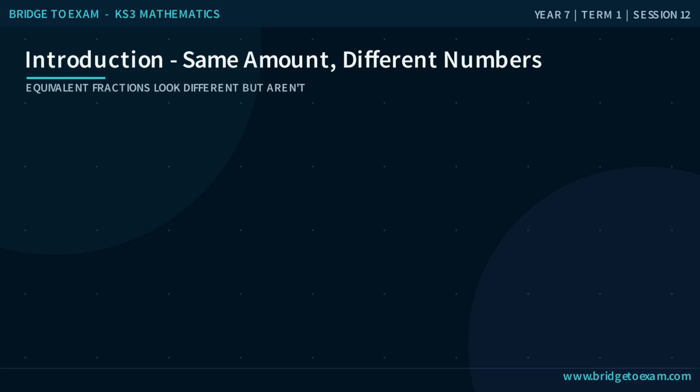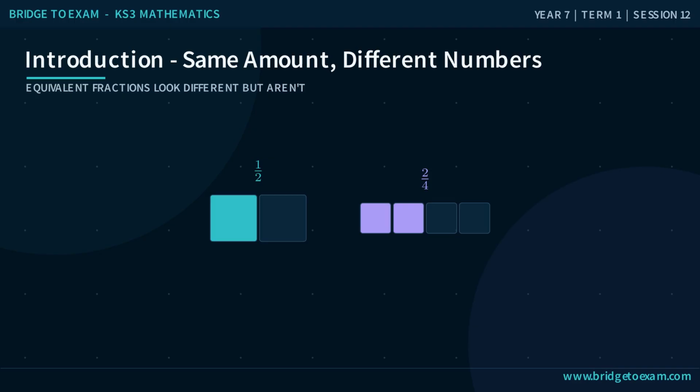All right, welcome back to Year 7 Maths, Session 12. We're picking up right where fractions left off. Take a look at these two amounts. 1/2 and 2/4 look totally different written down, don't they? But watch what happens once we draw them as bars. They're exactly the same size.